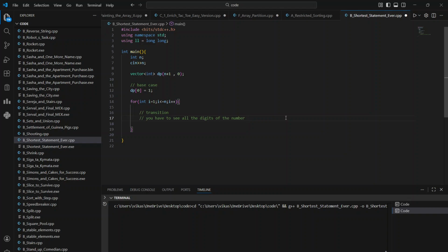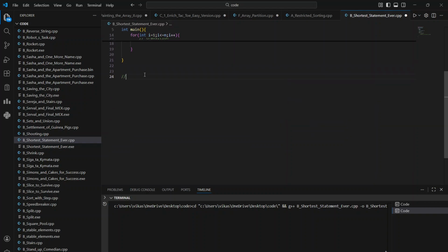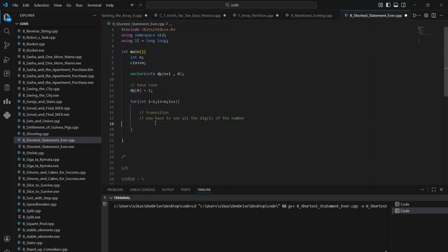I hope that you know this thing, right? The algorithm is simple. Let's say the number is 125. Then 125 modulo 10 is going to give me 5. Then I will divide it by 10, so the number is 12. Again, when I do modulo 10, I will get 2. Then I divide it by 10 again and get 1, and 1 modulo 10 is 1. So I got all of the digits: 5, 2, and 1. That's it.